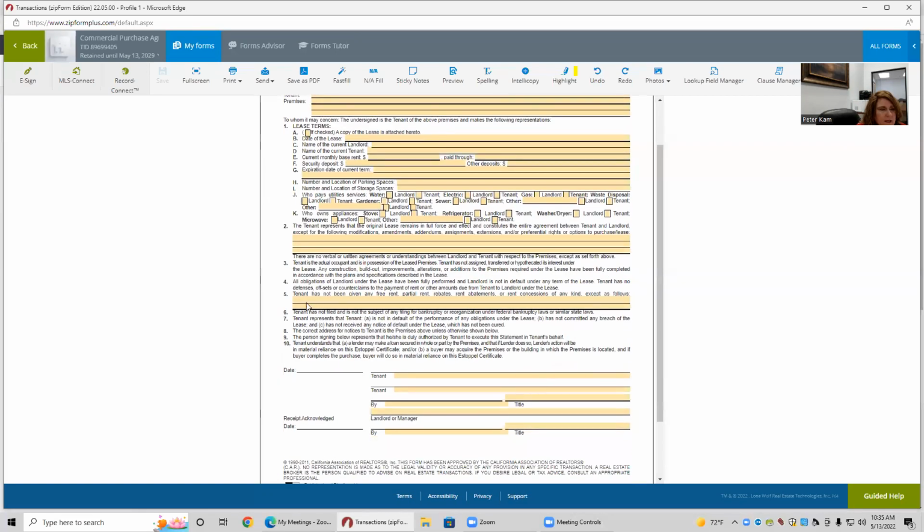And then it's saying here, a tenant has not been given any free rent, partial rent rebates, rental abatements, or rent concessions of any kind except as follows. The only thing that I've ever seen here is maybe there's a tenant on site that gets a discount for managing the property. I've seen that, but that's probably about the only thing I've seen. So make sure this is filled out in its entirety before it's presented to the tenants to sign it.